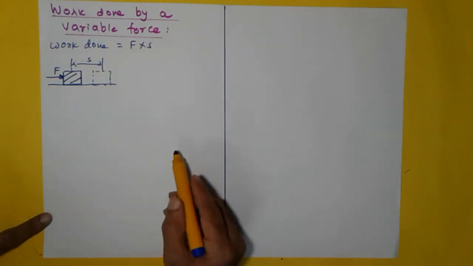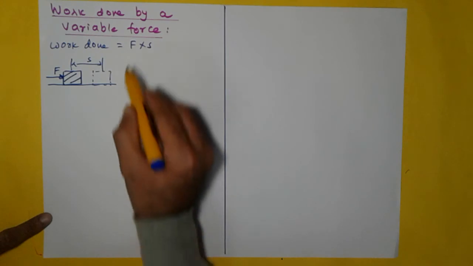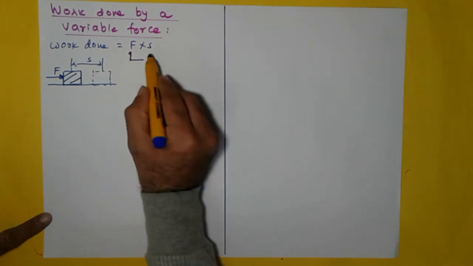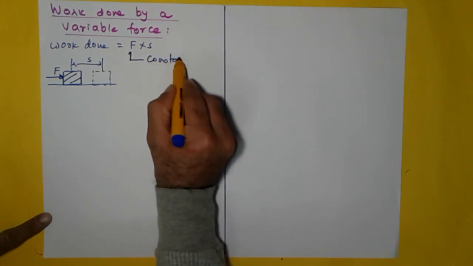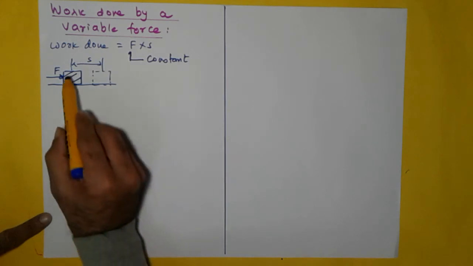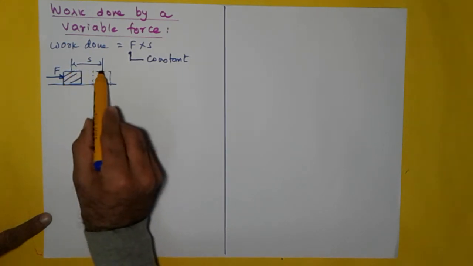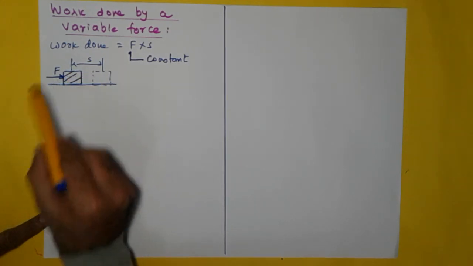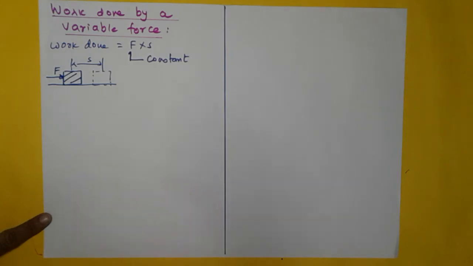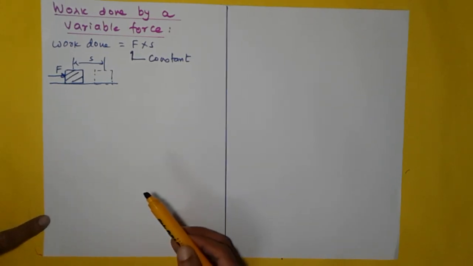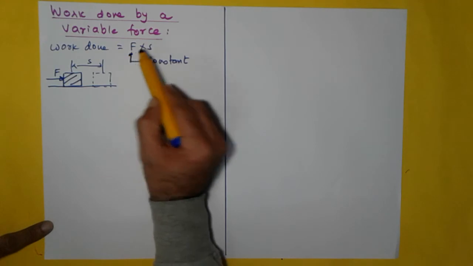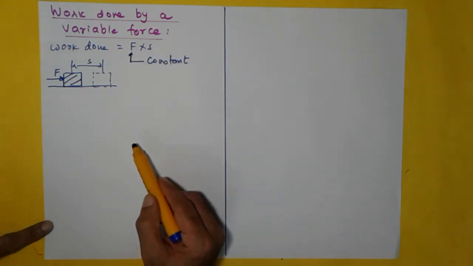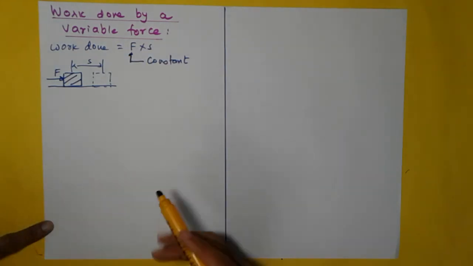When we use this formula, the underlying assumption was that the force applied is constant throughout the displacement. That is, when this block moved from this location to this location, the force is constant. That was an assumption which was made. In reality, that is rarely the case. Forces are generally not constant; forces keep on changing.